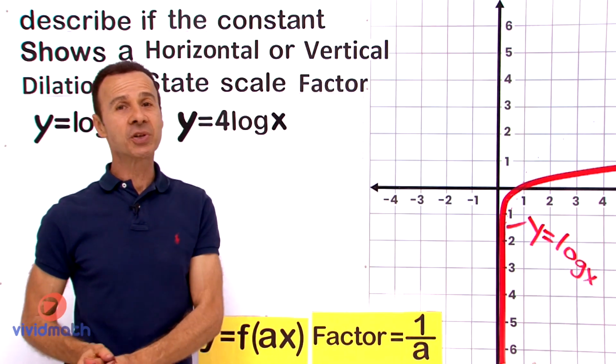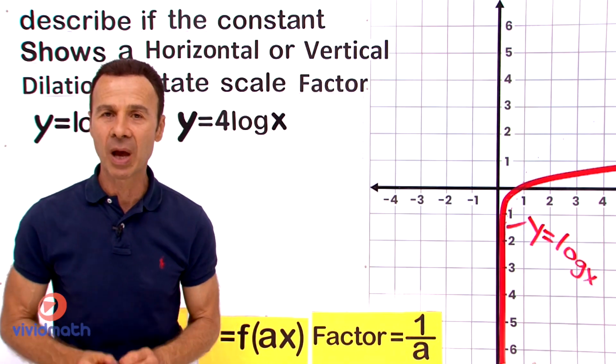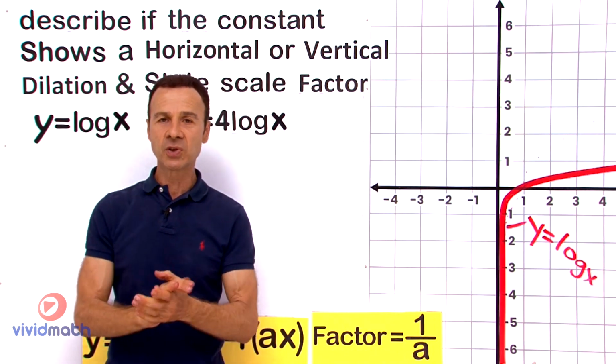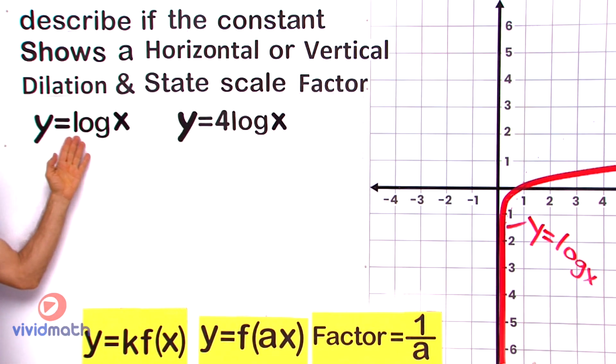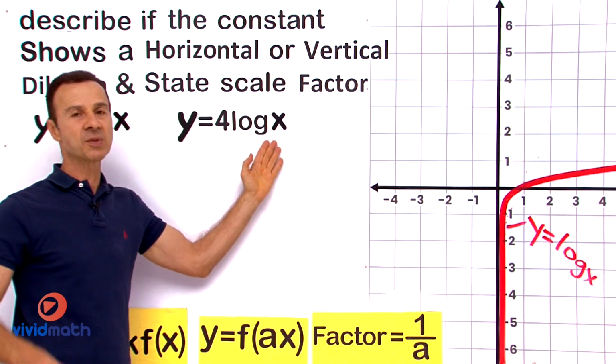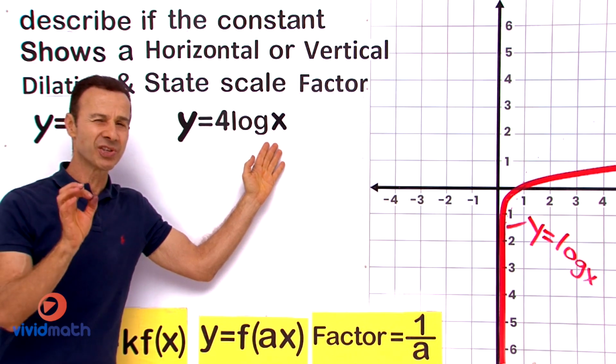Okay, in this video episode, I'm going to show you how to know whether you have a horizontal or a vertical dilation. So first of all, we have a parent function, y equals log x, and it's going to be transformed to y equals 4 log x. But before we do that, let me just read the question in detail.